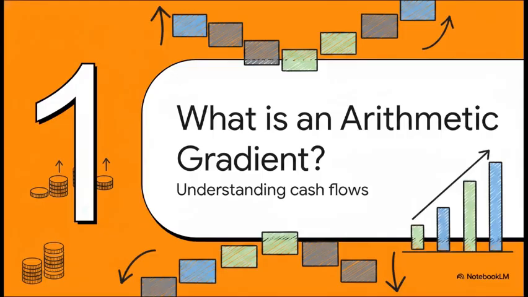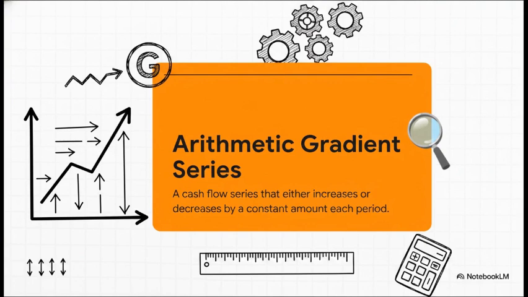Okay, first things first. Let's really define what we're talking about here. What exactly is an arithmetic gradient? You know, the name actually gives it away. Arithmetic just means we're adding or subtracting the same amount each time. And gradient is that constant amount of change. We call it G. So all it is, really, is a predictable, straight line change year after year.